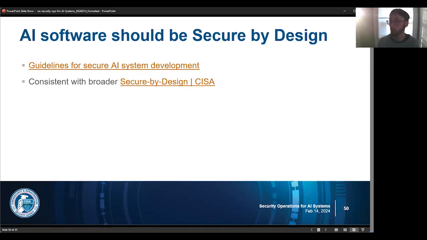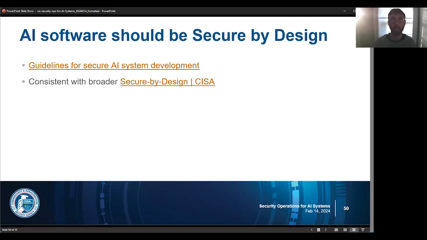The last point, we have a robust secure by design initiative here at CISA, which if you haven't had a chance to look at yet, I do recommend you take a look at. Director Easterly gave a very good speech at Carnegie Mellon University last March to promote the whole secure by design concept, and it's come up in a number of her speeches since.